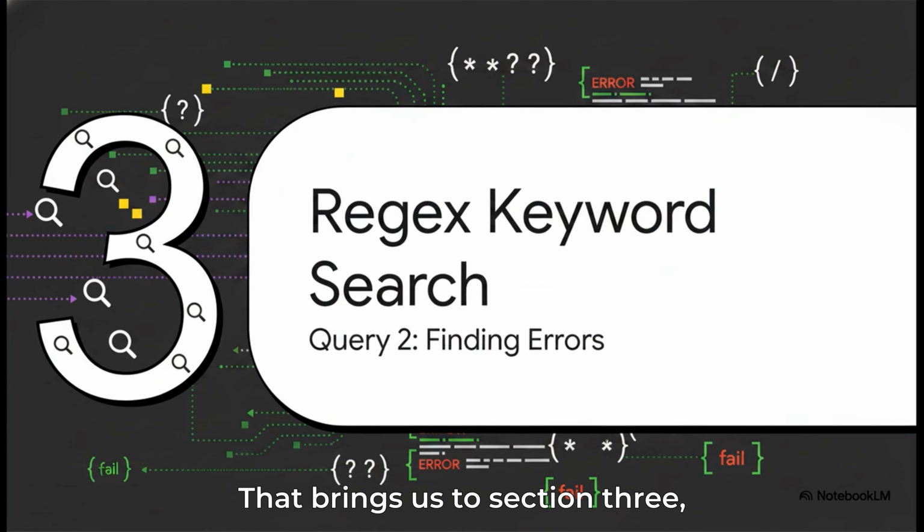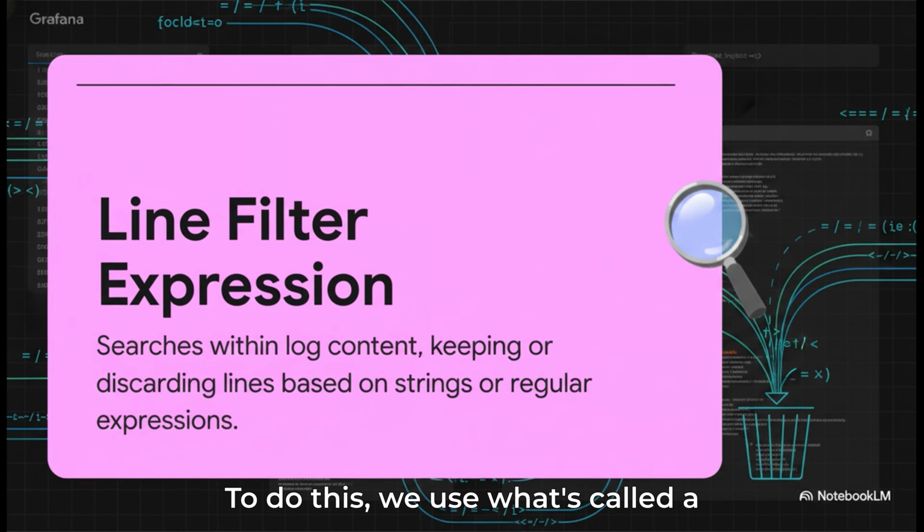That brings us to Section 3, Regex Keyword Search. Here's Query 2, where we actually find the errors. To do this, we use what's called a line filter expression. Once you've got your stream locked in those curly braces, you literally just use a pipe symbol to search the log content. If you're familiar with Linux, this functions exactly like a Unix pipeline. It takes the stream's output and pipes it right into a search.